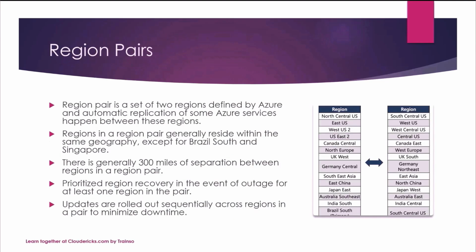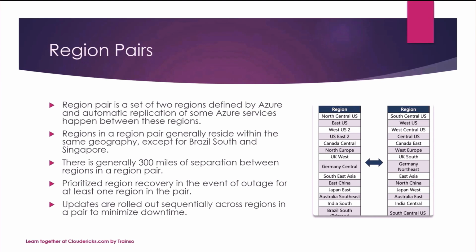Region pairs. A region pair is a set of two regions defined by Azure, and automatic replication of some Azure services happens between these regions. Regions in a region pair generally reside within the same geography, except for Brazil South and Singapore. Having a region and its region pair within the same geography can help us with data residency compliance laws. There is generally 300 miles of separation between regions in a region pair. This reduces the risk of a data center getting affected by things such as natural calamities.